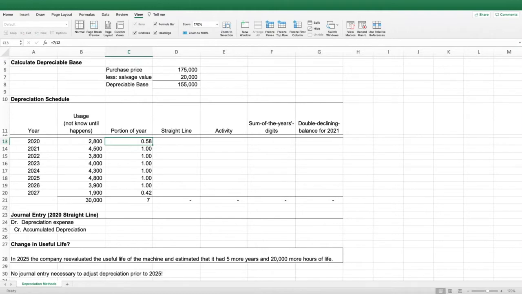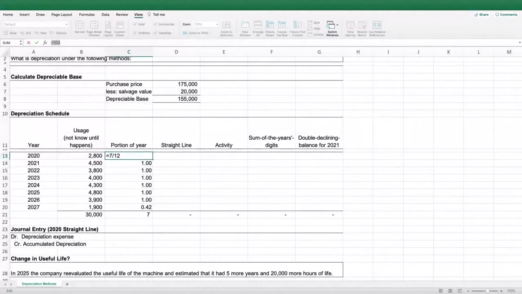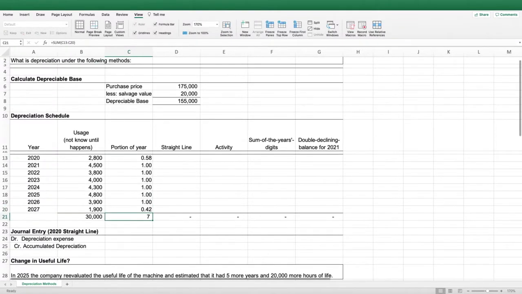The portion of the year, if you see the formula up here, is 7/12 for the first year. That's how much of the first year the asset was in use, because we have June through December. So 7/12, which is 0.58 of the year. And then in the last year, we're only going to have 5/12 of the year that gets used. So that is the proportion. Now we're going to calculate depreciation under these different methods.